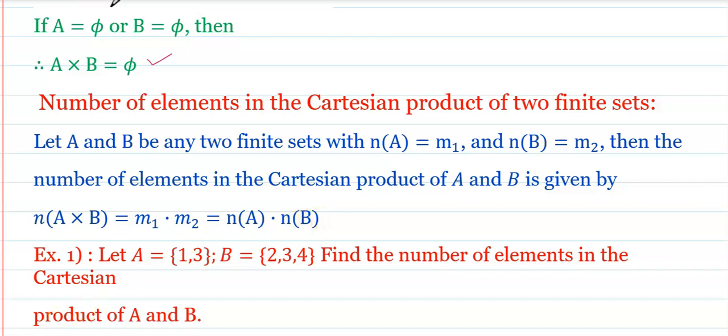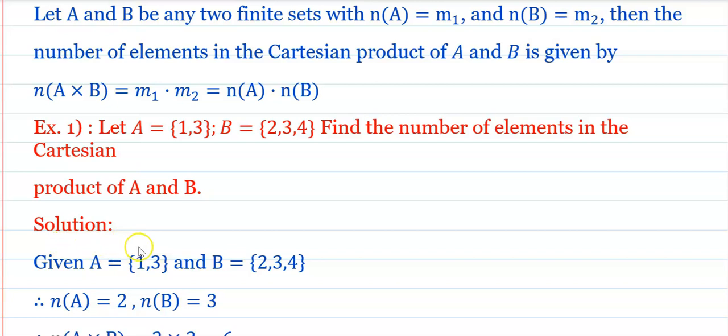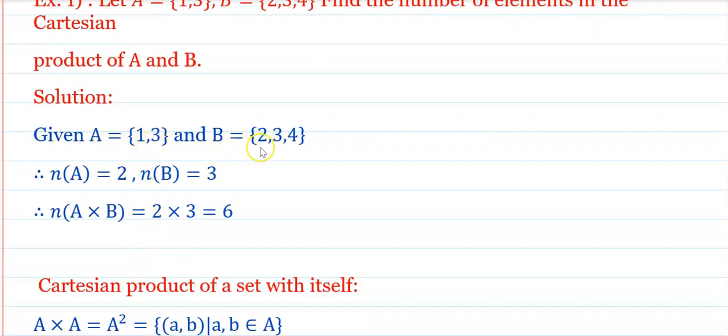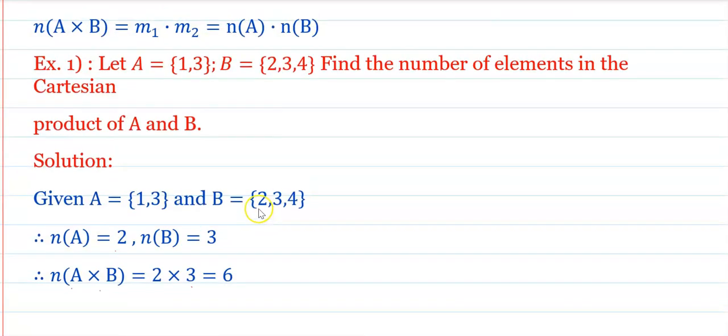Okay, now we see this example. Example number 1: A is the set {1, 3} and B is {2, 3, 4}. Find the number of elements in the Cartesian product of A and B. Now the solution. A is {1, 3}, B is {2, 3, 4}. n(A) is 2, n(B) is 3. What about n(A × B)? That is 2 times 3, and then we have 6 elements. Okay, the number of elements in the Cartesian product of A and B is equal to 6.